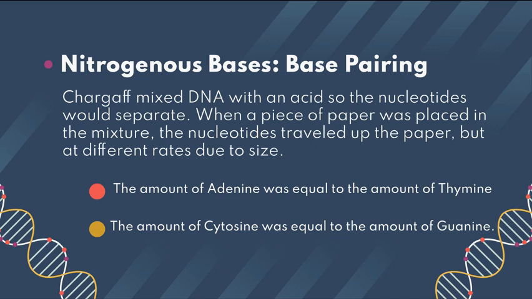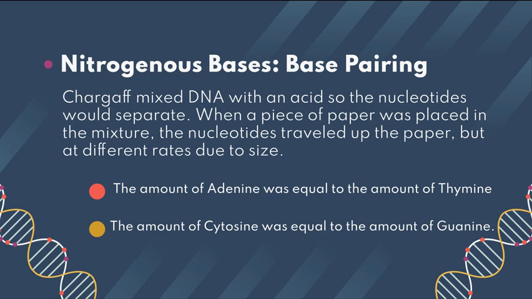You may be wondering how these bases know their pairs. There was actually a scientist who did an experiment that solved this problem. The scientist by the name of Chargaff mixed DNA with an acid so that the nucleotides would separate. He observed that the nucleotides traveled up the piece of paper, and they did that based on the size. He noticed that the bigger nucleotides traveled at a slower rate than the smaller nucleotides. They traveled a little bit faster.